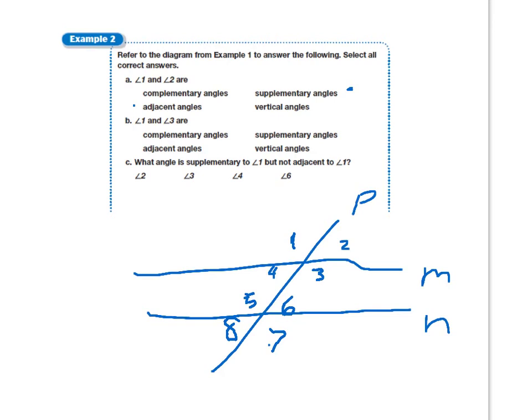Now B says that angle 1 and angle 3, so now we have to look at where angle 1 and angle 3 are. Angle 1 is up here, 3 is down here, and now they are no longer on the same line. So they're not going to be supplementary. They actually are going to be adjacent. No, not adjacent.